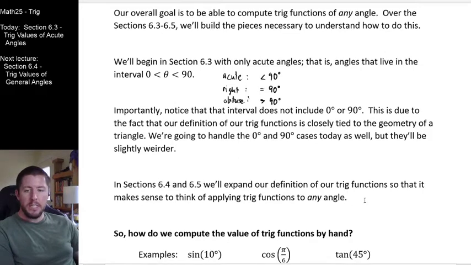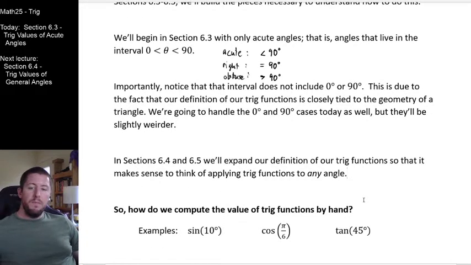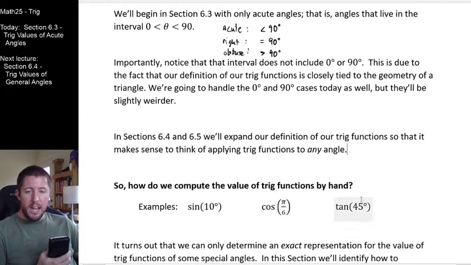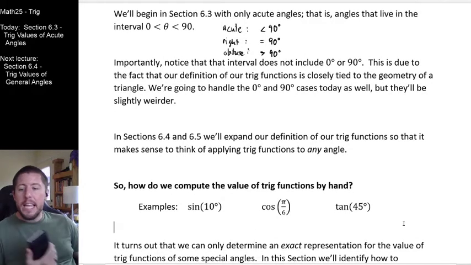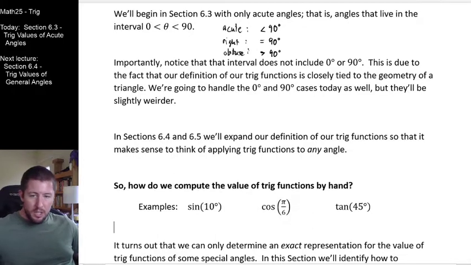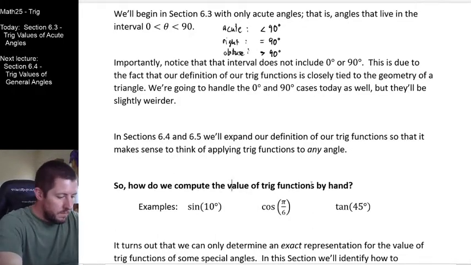Right? So the question is, how do we compute the exact value of trig functions by hand, right? And by the way, you should be able to do these in your calculator right here, right? Like we can get decimal approximations. I should throw that word in here.